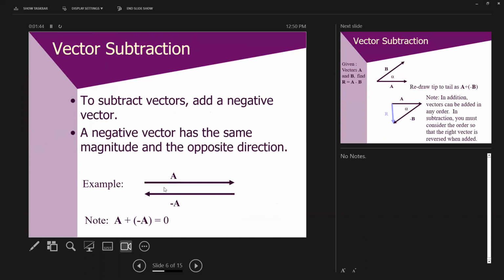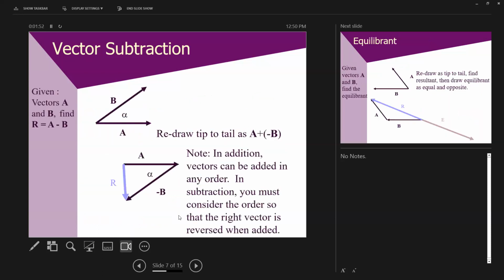If you add opposite vectors like A and negative A, the result is 0, the same as with numbers: 5 plus negative 5 gives you 0. Okay, so here is an example of subtraction. A minus B is the same as A plus negative B.